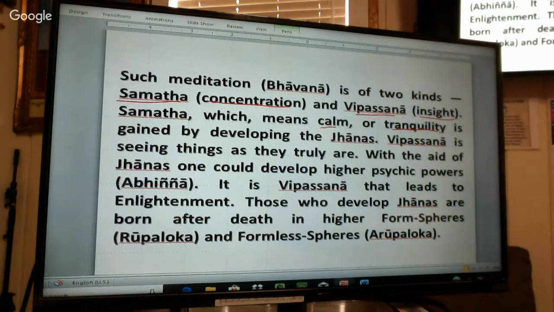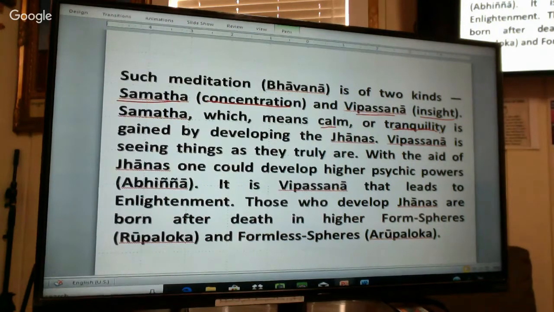So a person who develops the jhana, after dying with that kind of jhana, is reborn in a higher form sphere, Rupaloka. They just get rebirth there. But Vipassana is more. Vipassana destroys the karmic energy, and then we will get no more new life. We are free from suffering. So the highest benefit from Vipassana is like this.